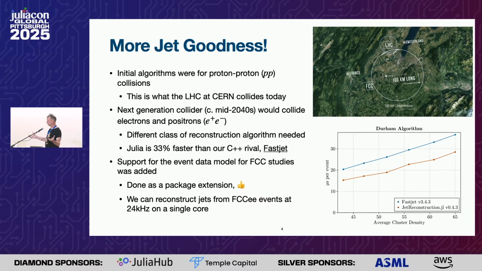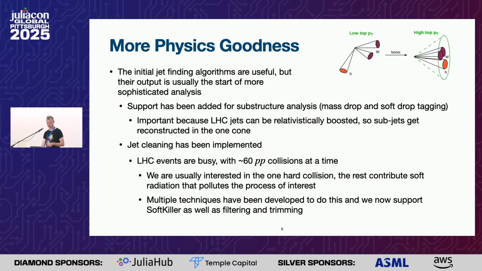So that's great. We can do the E plus E minus reconstruction, and we've also added support for what we would call the event data model, which is essentially the way in which these events are being produced. Here we took advantage of the fact that Julia allows package extensions. So in normal use of the package, you don't need all of the extensions, but if you want to read E plus E minus, it draws in everything that you need, which is really great. And we can actually reconstruct at 24 kilohertz on a single CPU core, which is extremely fast. We're very happy with those results.